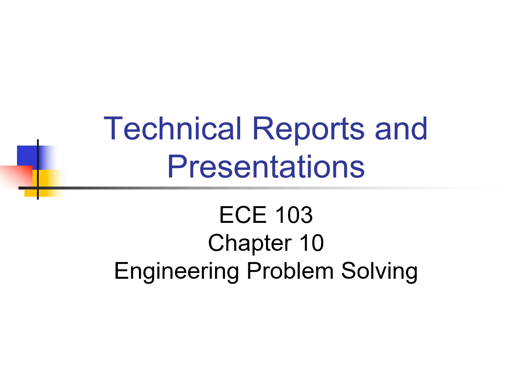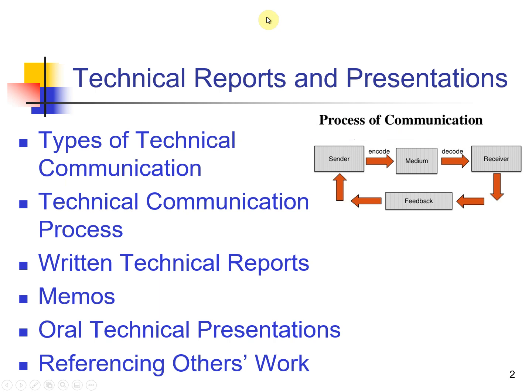Okay, everybody, we're going to talk about technical reports and presentations today. So, last time when we talked about communication in general, we talked about the process where we send, encode, there's a medium, talking, videos, phone call, etc., decoding, receiver. This person doesn't know what this person intends. And that's where the feedback loop comes in. To understand each other, this has got to happen.